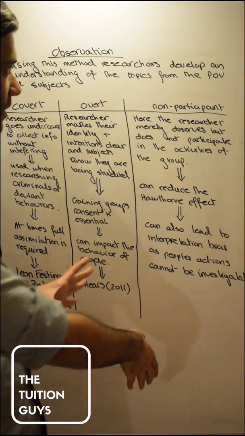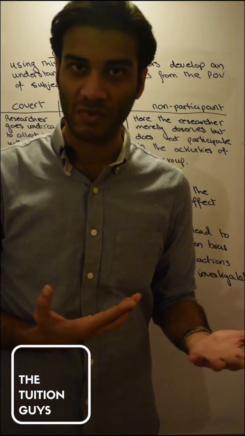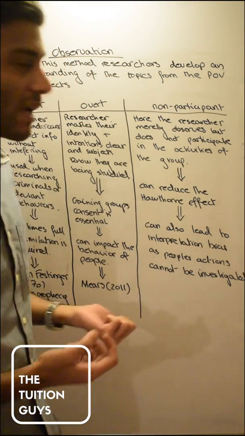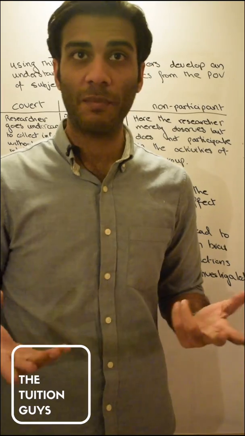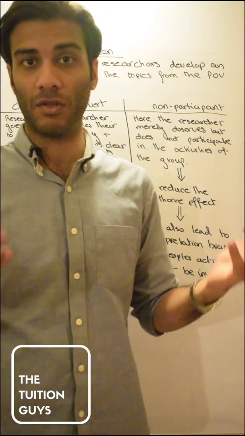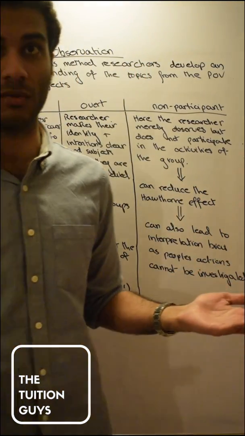So that about covers a brief lesson on observation. If you want to know some strengths and weaknesses, I suggest you open up Ken Brown, read the chapter, and figure that stuff out on your own as well. I mean, I can't give away everything to you guys.